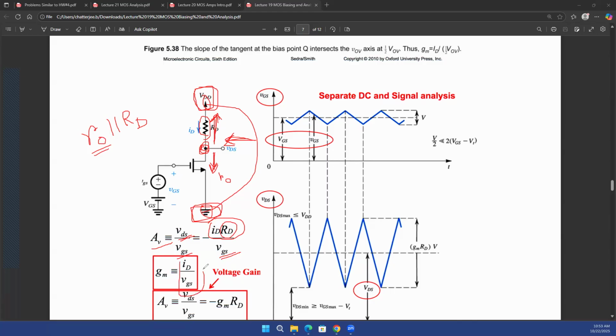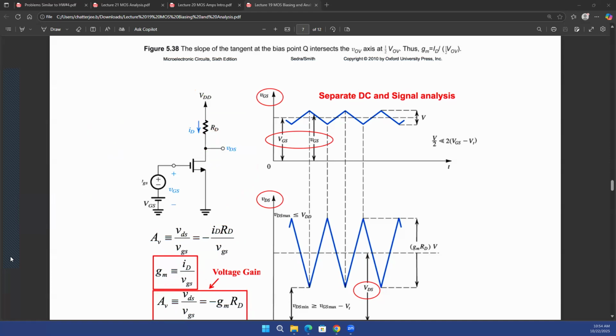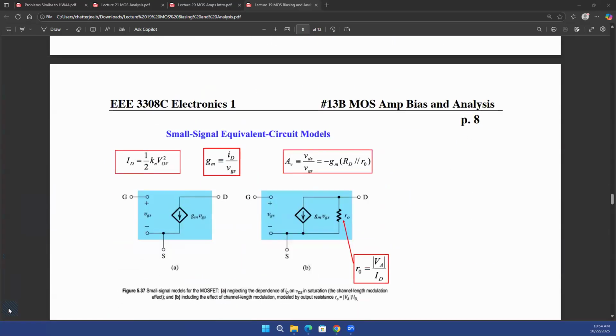Now ID divided by VGS in terms of small signals or in terms of these lowercase parameters is your GM. That's the AC transconductance parameter. So you can write your AV voltage gain as minus GM times RD. Okay. And if you do not want to neglect RO, if lambda is not 0 and RO is not infinite, then of course you'll have minus GM times RD in parallel with RO, which is what we have written in the next page, that your voltage gain is equal to minus GM times RD in parallel with RO.